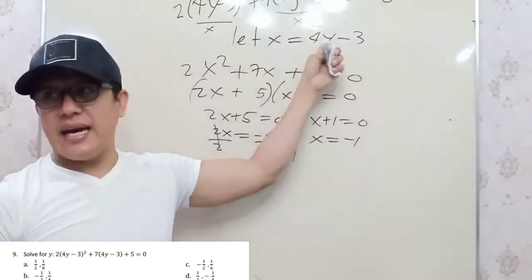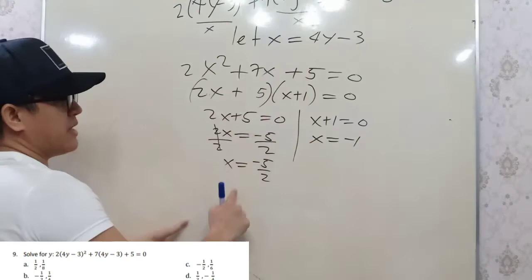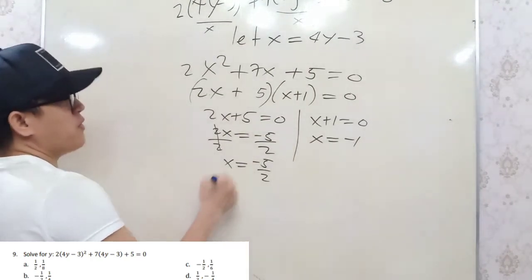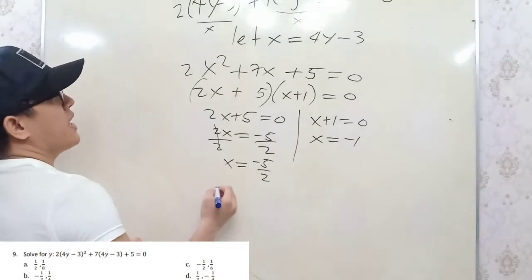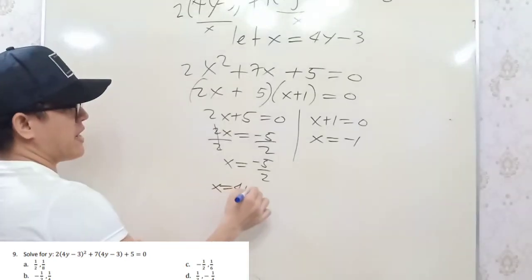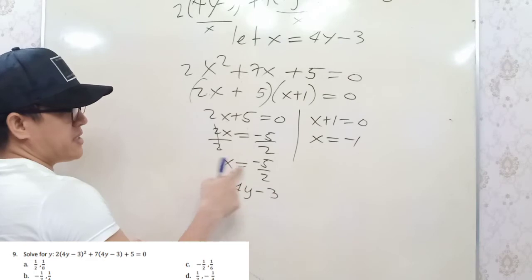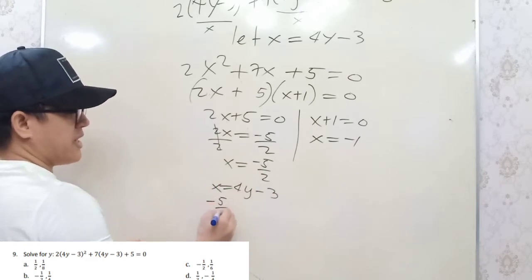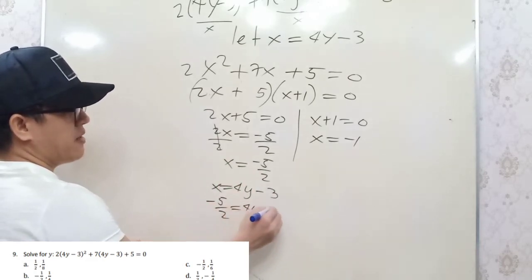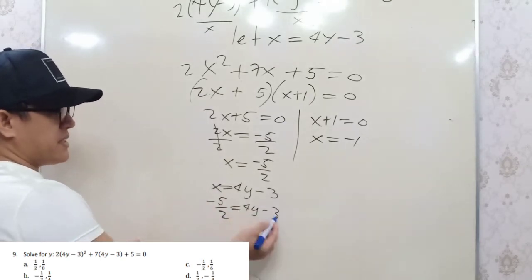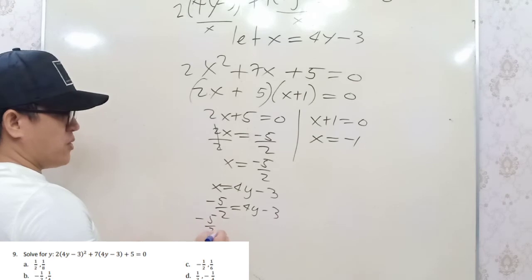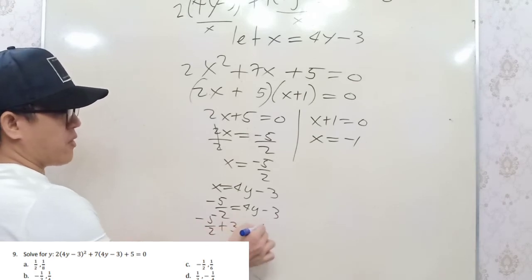We have to equate again. Okay? So, we say, first value of x, that is, x is equal to 4y minus 3. But x is equal to negative 5/2. Okay? Negative 5/2 is equal to 4y minus 3. Change that in the other side. That becomes positive. So, we say, negative 5 over 2 plus 3 is equal to 4y.